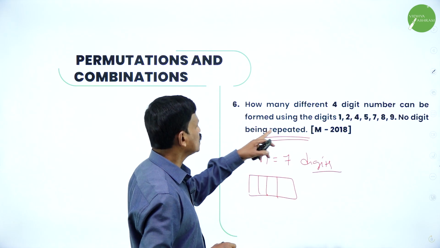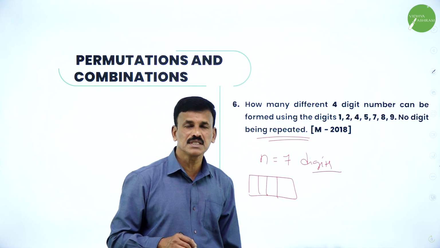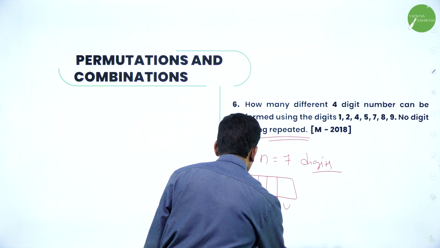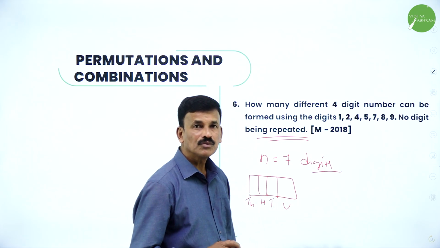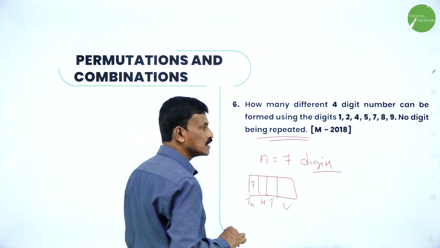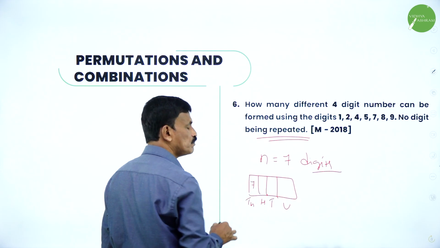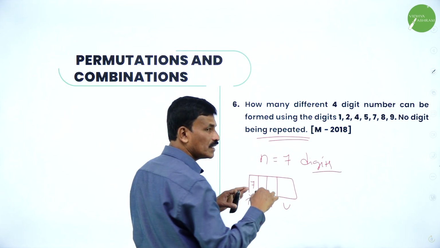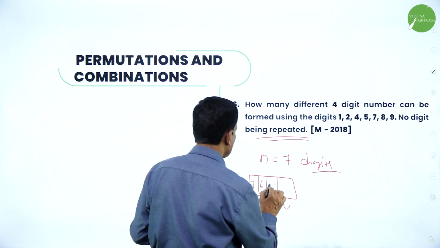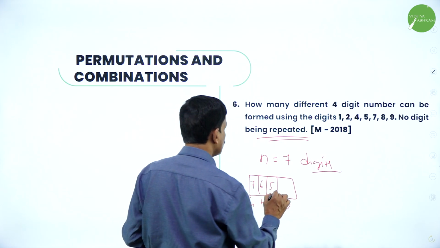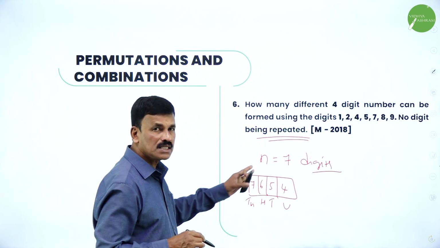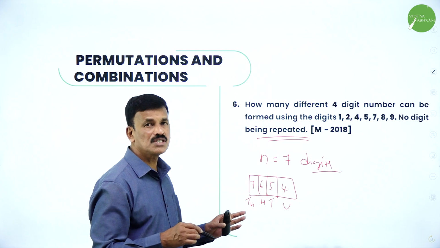So, what is the condition given? No digit being repeated. Repetition is not allowed, right? So, this is unit, 10, 100 and 1000. Now, first, the 1000th place can be filled by all the 7 digits. Since there is no digit being repeated, the 100th place can be filled by the remaining 6. Again, the 10th place can be filled by the remaining 5, and the unit place can be filled by the remaining 4 digits.